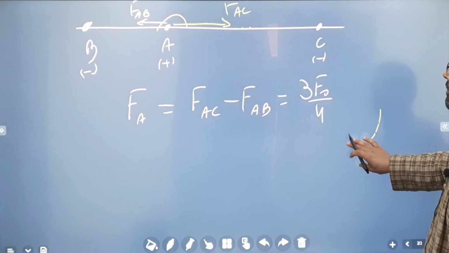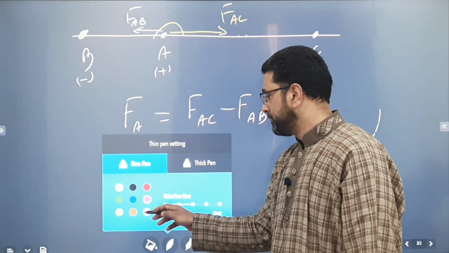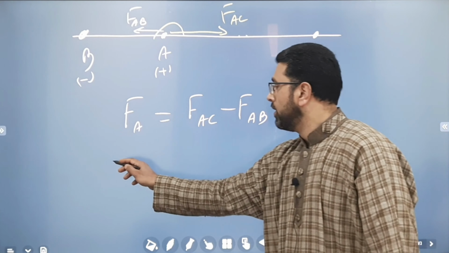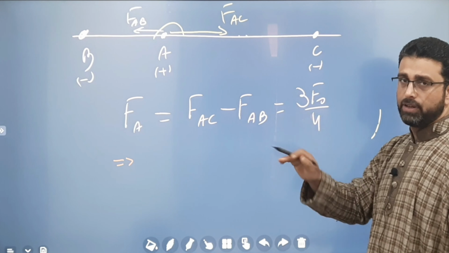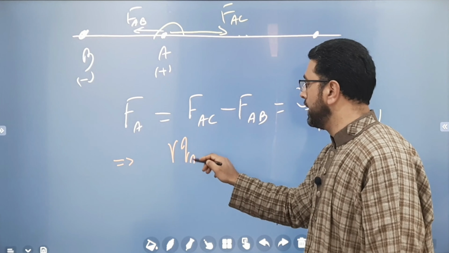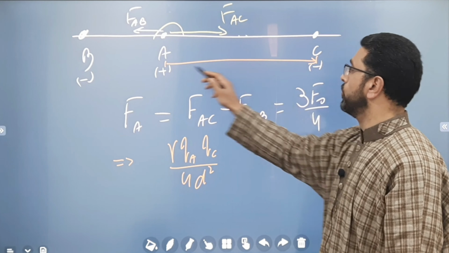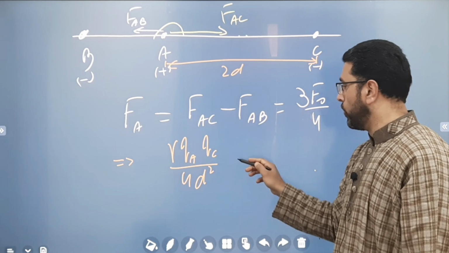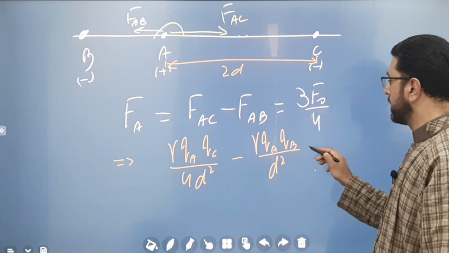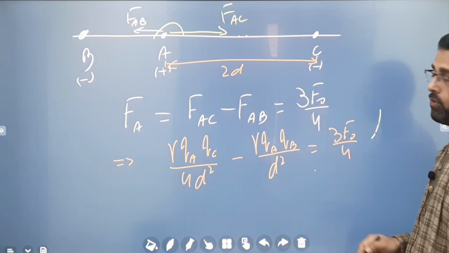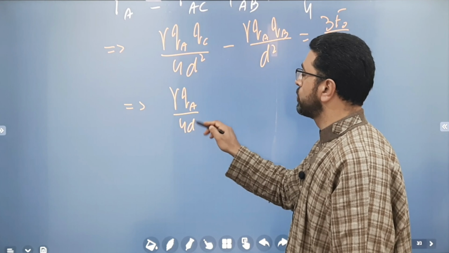Now with this one here, the minimum situation, when the force between them is minimum. Again the same thing, we just have a minus sign here, and instead of 5 we have 3 here. Rest is everything same. So this is gamma QA QC divided by 4D squared. Remember, the distance between A and C is 2D, so (2D) squared is 4D squared, minus gamma QA QB divided by D squared is equal to 3 times F0 divided by 4.